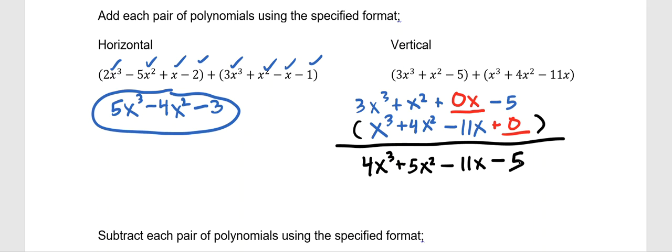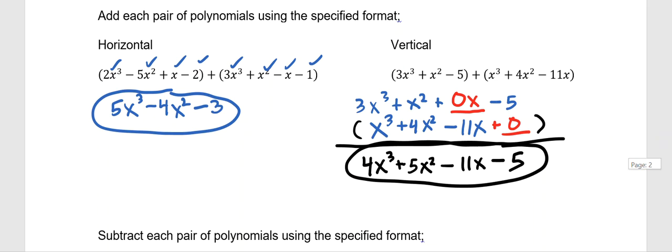And everything is in the proper order. We go from the highest power to the third, down to the second, down to the first, and then down to our constants. So that is our final outcome. So that is our adding in two different ways. And you can choose which of the two methods that you like. Okay?